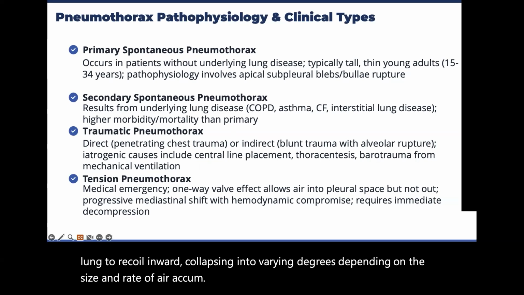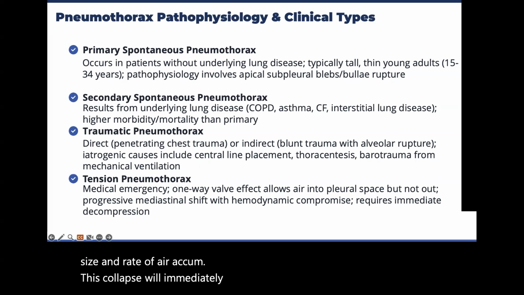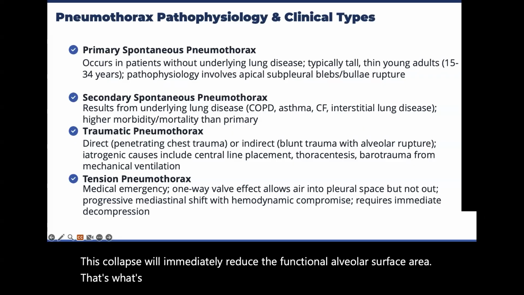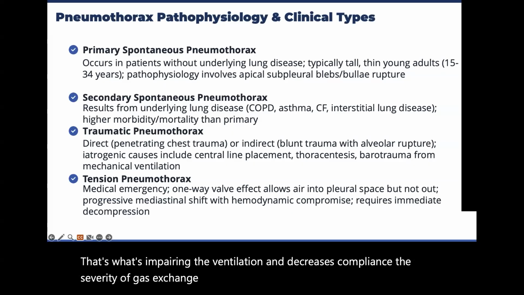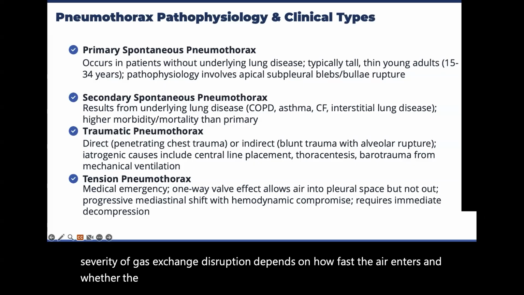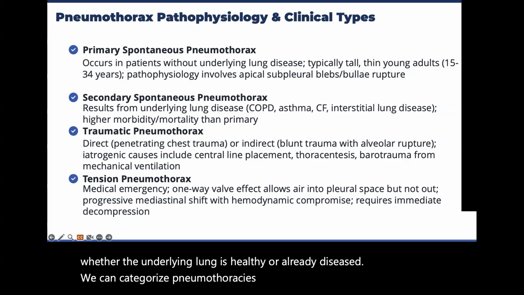This collapse will immediately reduce the functional alveolar surface area. That's what's impairing the ventilation and decreases compliance. The severity of gas exchange disruption depends on how fast the air enters and whether the underlying lung is healthy or already diseased. We can categorize pneumothoraces by their underlying mechanism, though.